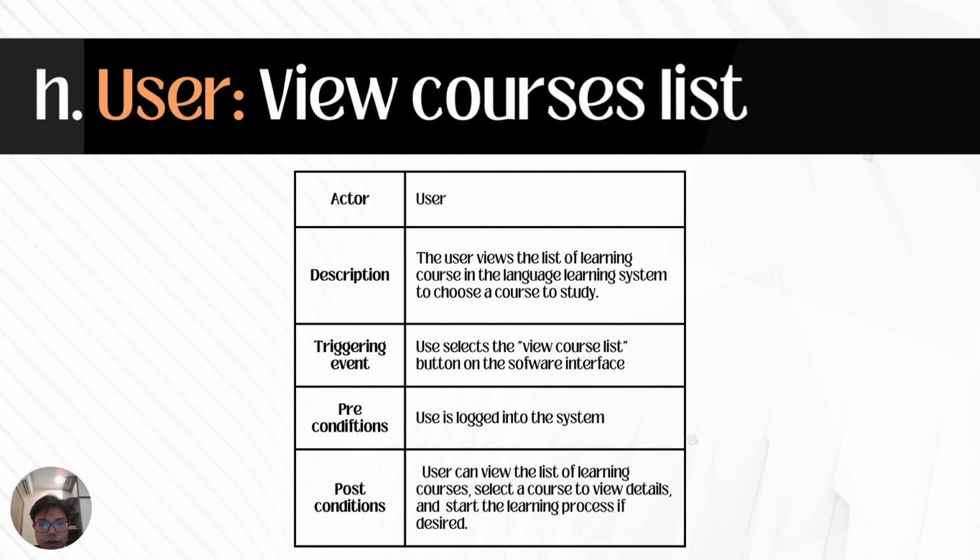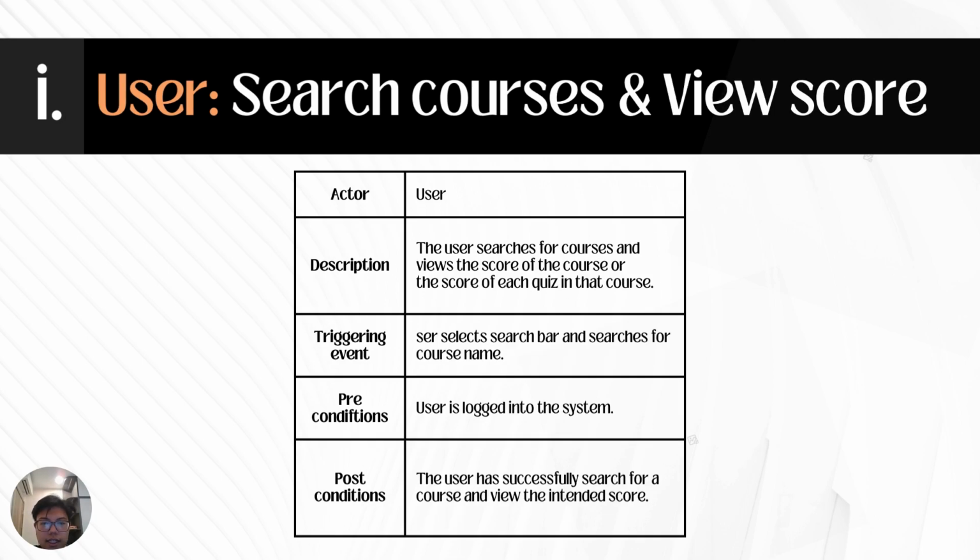They can also view the list of learning courses in the language learning system to choose a course to study. And the last requirement for the user is to search course and view scores. That means that the user can search for courses and quizzes, and they can view the score of the course or view the score of each quiz in the course.